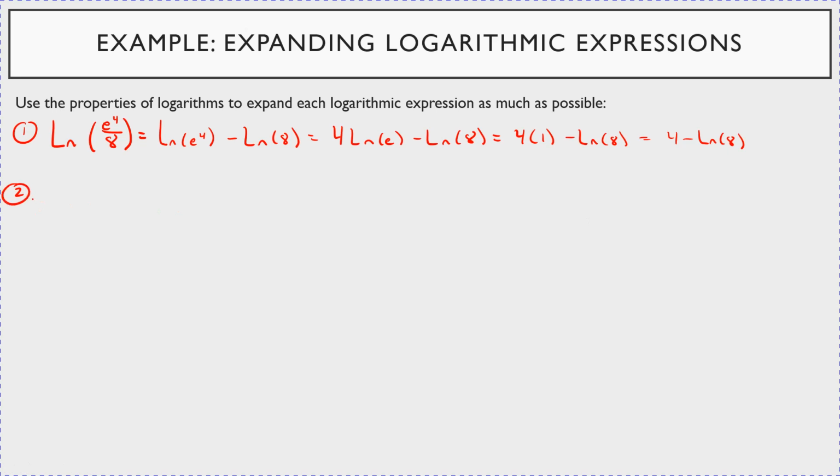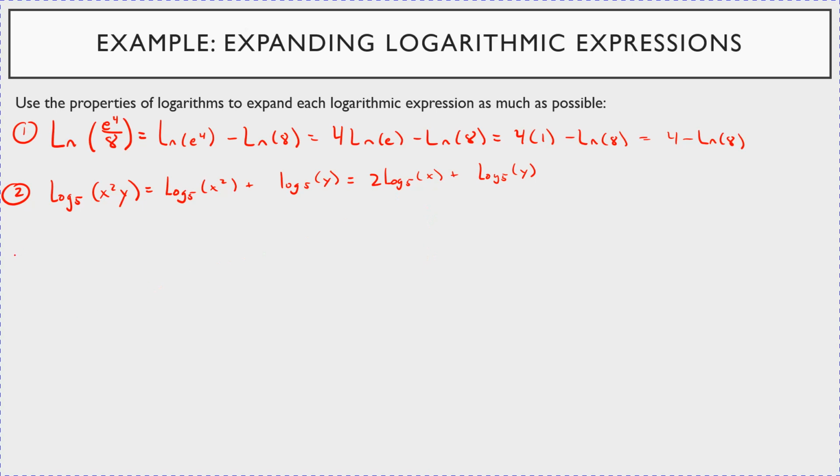Let's try this one. Let's look at log base 5 of x squared times y. Well, look, I've got the product of x squared and y, so I'm going to break this up using the product rule. This is log base 5 of x squared plus log base 5 of y. Then you can simplify this: you take the squared and bring it down. So this finally simplifies as 2 times log base 5 of x plus log base 5 of y.